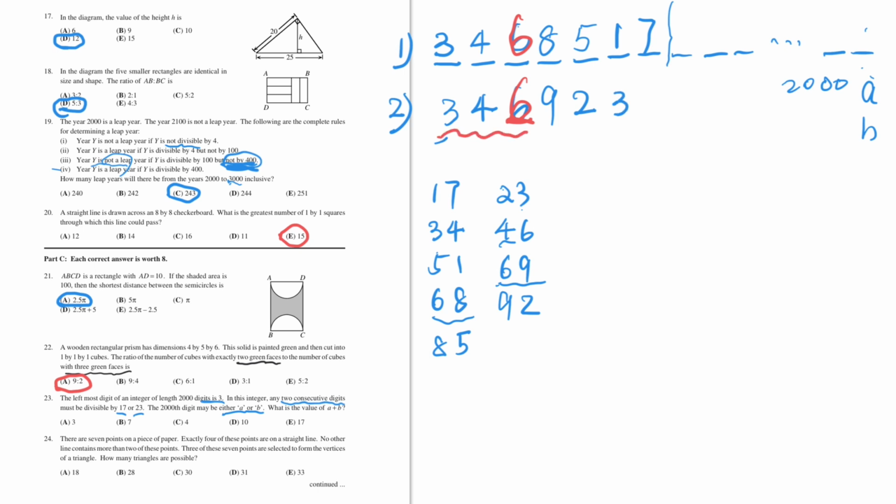3, 4, 6, 9, 2. Now is the 3. That means another 3, 4, 6, 9, 2. Now we find that that's the repeating. 1, 2, 3, 4, 5 digit repeating. 2,000 digits divided by 5. That's because this is divisible by 5. That means the last digit is the 2.